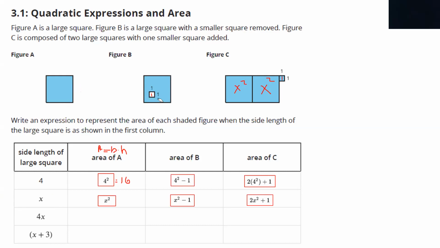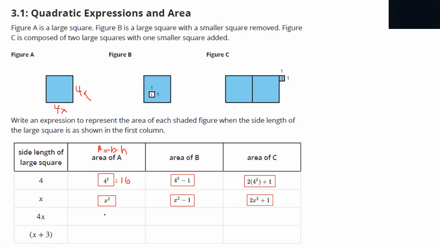So what will happen if we now have a side length of 4x? If this side is 4x and this side is 4x, what would be the area of A, B, and C?